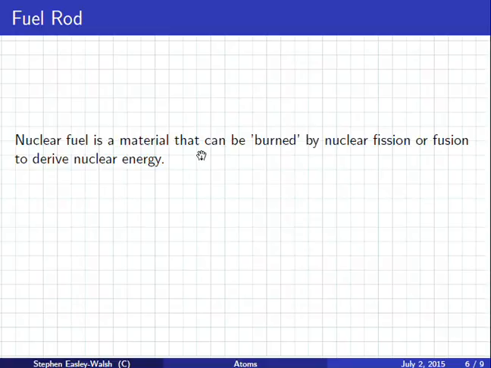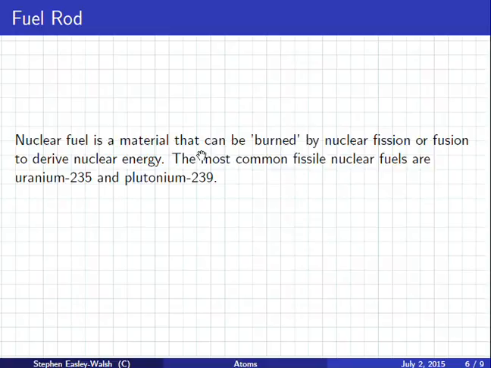So nuclear fuel is a material that can be burnt by nuclear fission or fusion, and most commonly it's uranium or plutonium. So for this power plant, the fuel that they use is uranium-235 or plutonium-239. It's called a fuel rod because it looks like a rod. You know what a rod is? Like a stick. And I think most would be uranium, anyway.